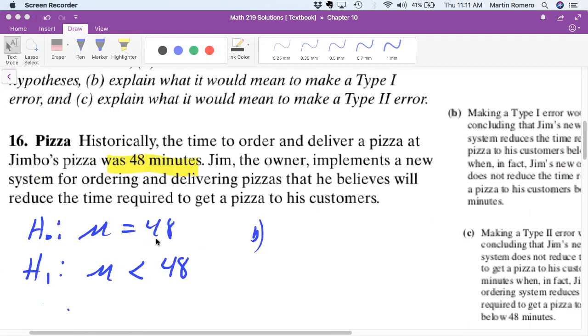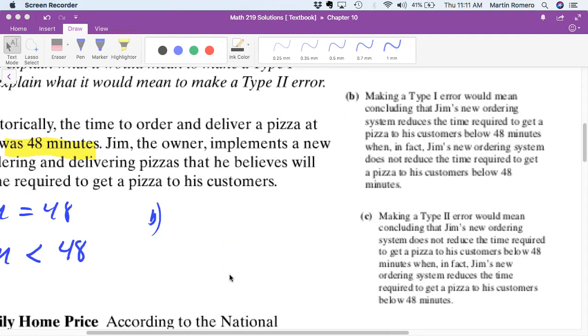And so we have this conclusion. We say, yeah, the system does work, but in fact it doesn't. That's a type 1 error.